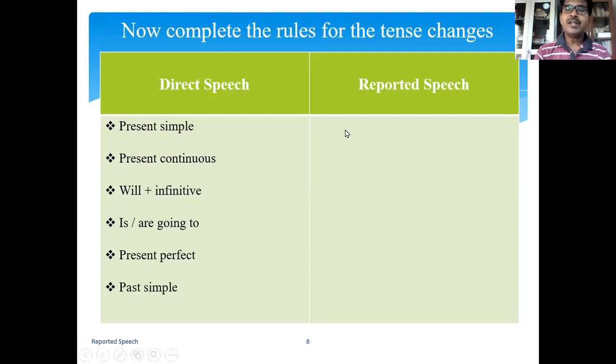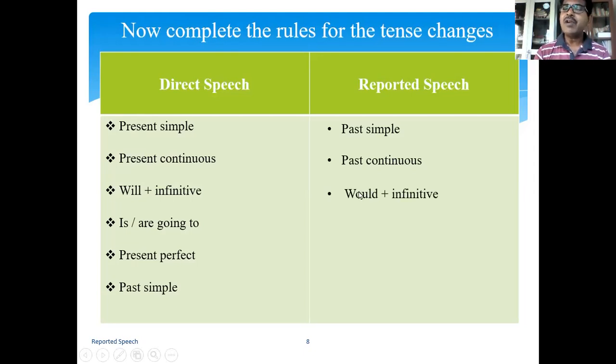Well, dear students, I believe you have completed the activity by now. Right, let's see the answers. Look at present simple. As I told you, what happens to present simple? Usually it becomes past simple. Direct statement එකක තියෙන present simple verb එක past simple වෙනවා. Look at the next change. Present continuous usually becomes past continuous. Then will plus infinitive. What happens to it? Actually, would plus infinitive.